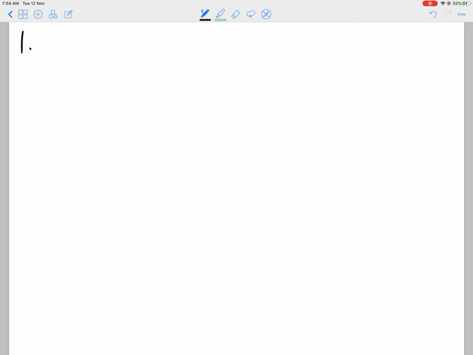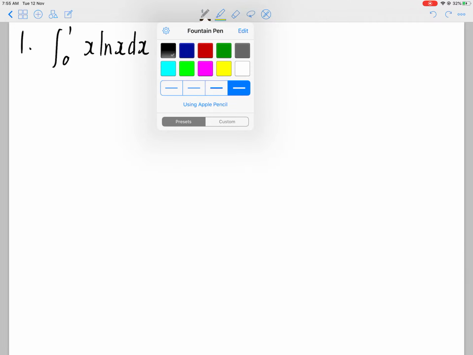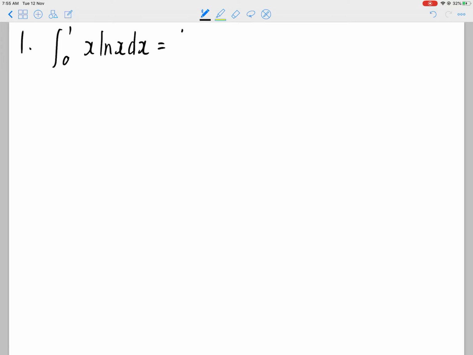Okay, problem 1, it's improper integrals. Why is it called improper integrals? Because when x is 0, ln 0 is not defined. So to avoid that situation, we should use a limit to substitute this 0. This improper integral should equal the limit as t approaches 0 from the right, because it's between 0 and 1, so t should approach 0 from the right, of the integration from t to 1.